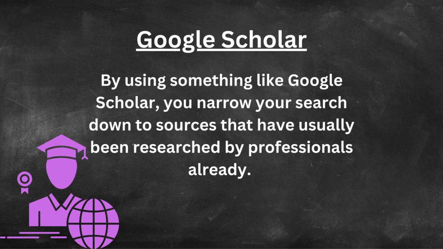Another search engine you can use is Google Scholar. By using something like Google Scholar, you narrow your search down to sources that have usually been researched by professionals already. Again, some of these might have actually been peer-reviewed from others in their field, so this is a good resource to use because almost all of the articles would have the credibility that you're looking for your topic. You still want to make sure that it has the name and publication date and other references, but this is a really good starting point because Google Scholar has almost all academic sources.